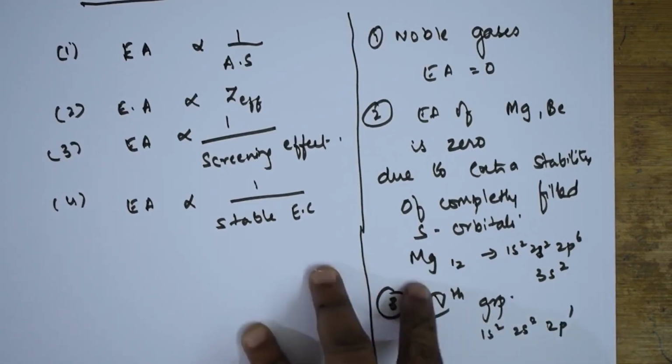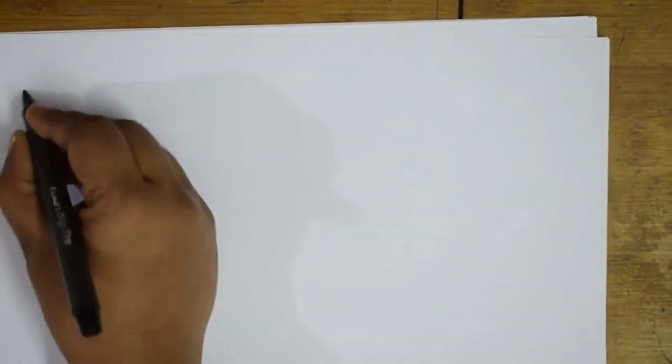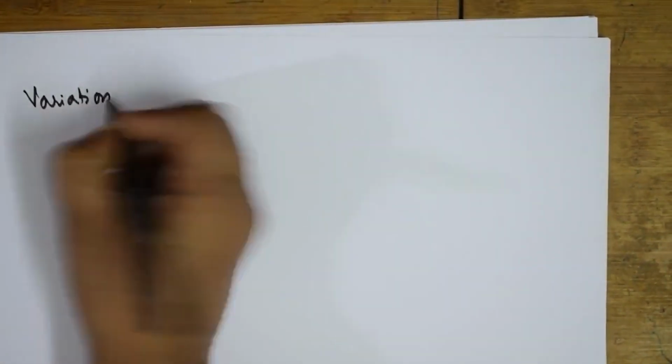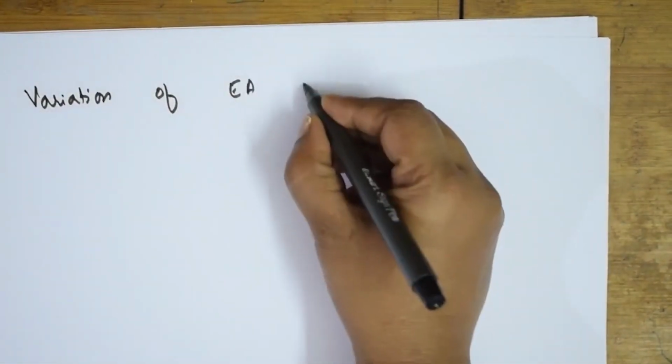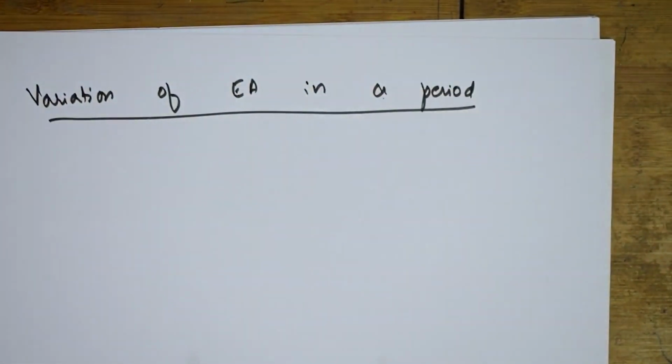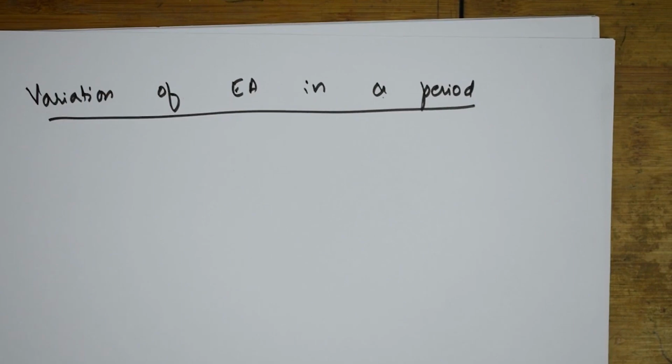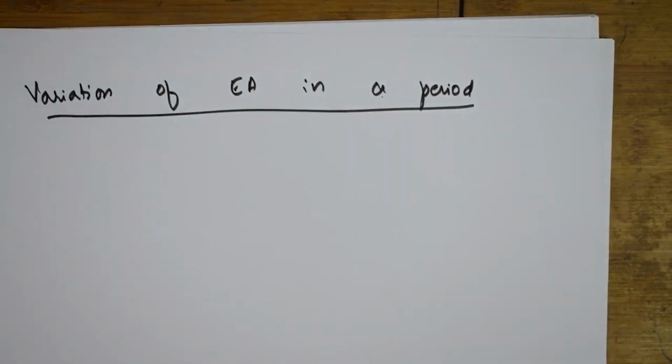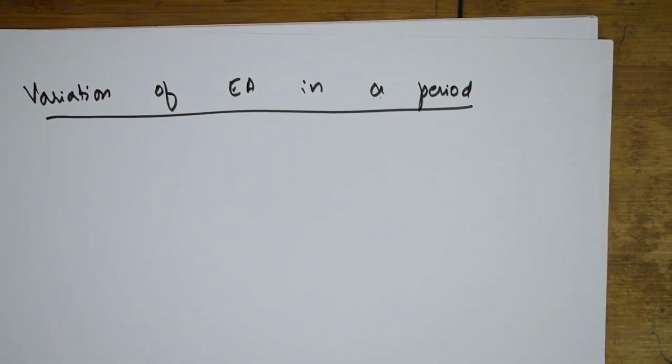Now let's see one more important concept, variation of electron affinity value. Let me see the variation of the value of electron affinity in a period and in a group. So let us write the heading: variation of electron affinity in a period. First we will see in a period, then we will go to a group. When I speak about a period, moving from left to right, what is happening? The size is decreasing. When the size is decreasing, the effective nuclear charge, Z effective, increases.